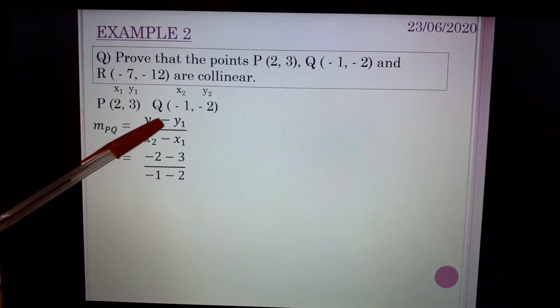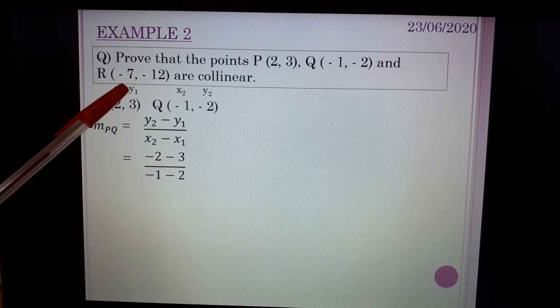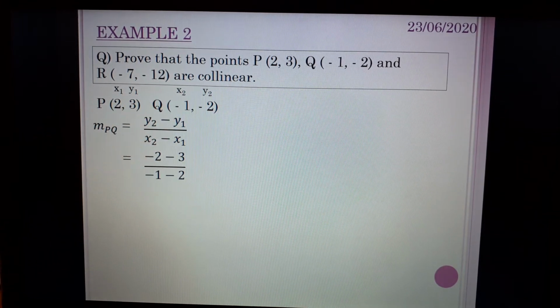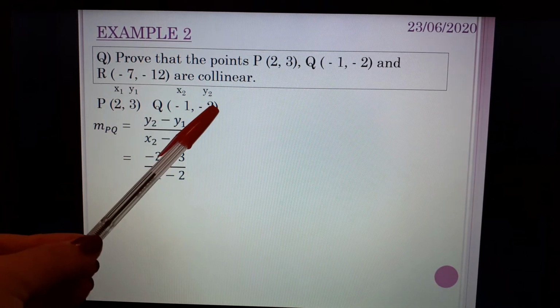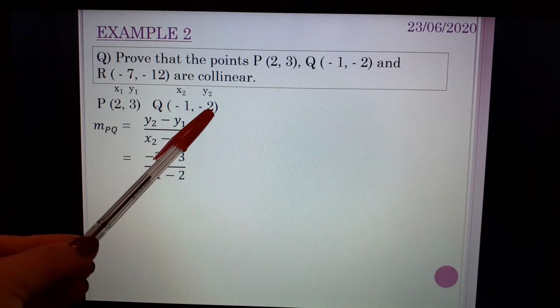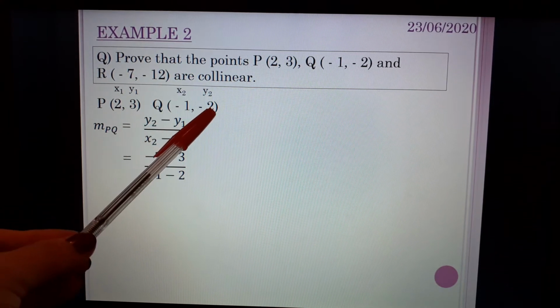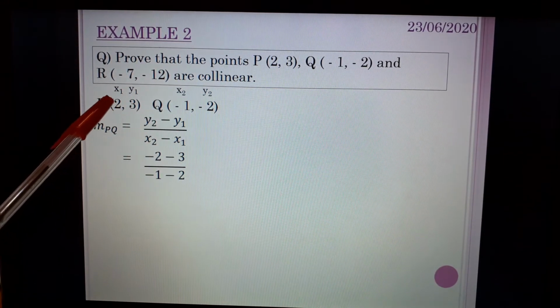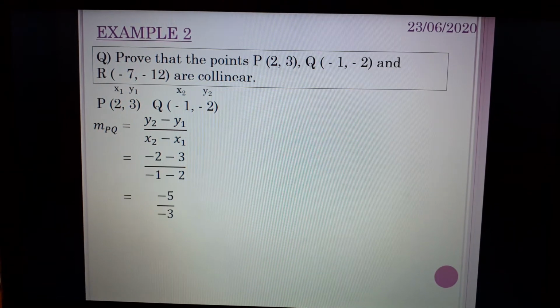So the gradient from P to Q, y2 minus y1 over x2 minus x1. Now when I'm doing the gradient at this stage, I don't have to label the top of these with y1s and x1s and so on. You can if you still need that little bit of support. But I just start at the most right hand side number and I take away my 2 right hand side numbers. So minus 2, minus 3. Then I go to my inside numbers, minus 1, minus 2. So that gives us minus 5 over minus 3. Do not leave it like that. You have to know that if you have a negative divided by a negative, it is an overall positive. So you have to leave your answer as a positive 5 over 3.